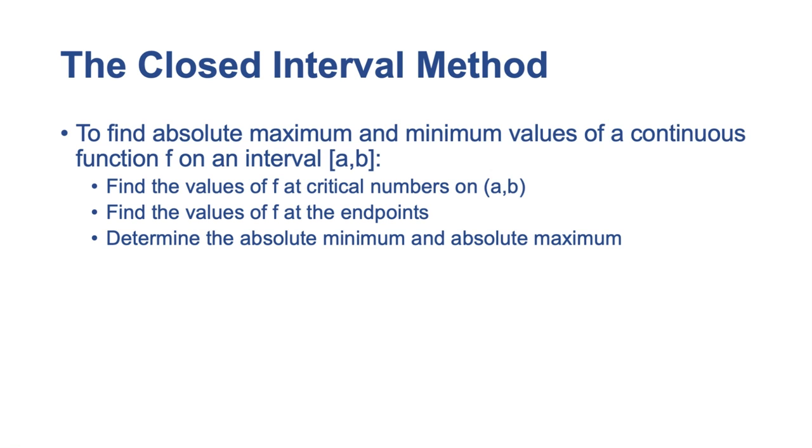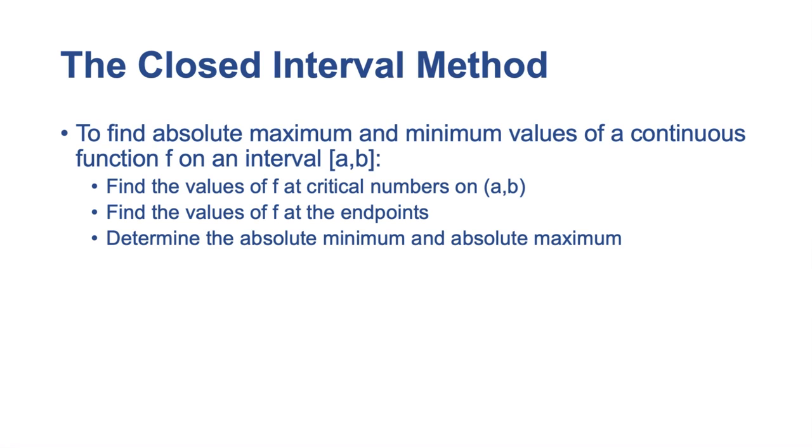Now we're going to cover something else that's going to be fairly helpful for our next examples. This is called the closed interval method. To find the absolute maximum and minimum values of a continuous function f on a closed interval a to b, find the values of f at critical numbers on a to b, excluding the endpoints.